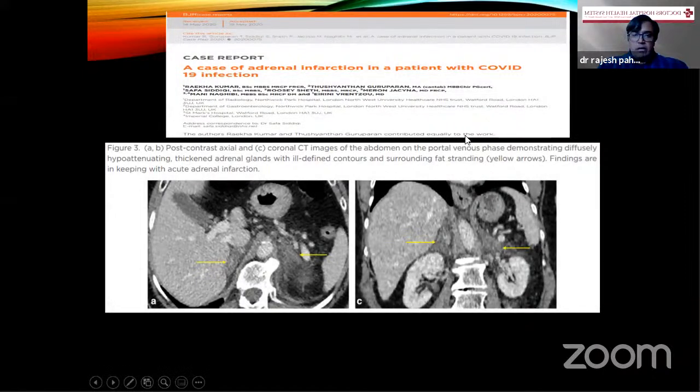Also reported in one of the cases, adrenal infarction, possibly because of thrombosis of the microvasculature. And as we can see over there, there are non-enhancing adrenal glands with mild locoregional fat stranding.